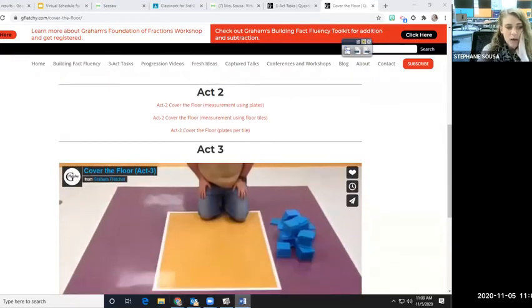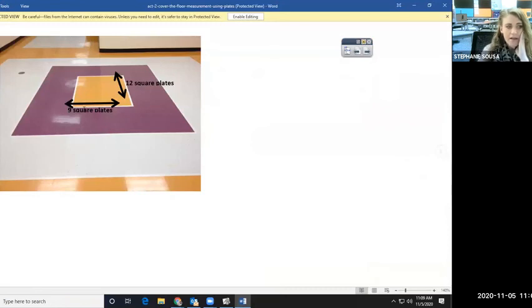Inside of the yellow rectangle, 9 square plates will fit going across, and 12 square plates will fit going up and down. So there will be 12 rows, and there will be 9 in each row. 12 rows, 9 in each row. So this is what we need to write down. There are going to be 12 plates that fit up and down. There are going to be 9 plates that fit going side to side.